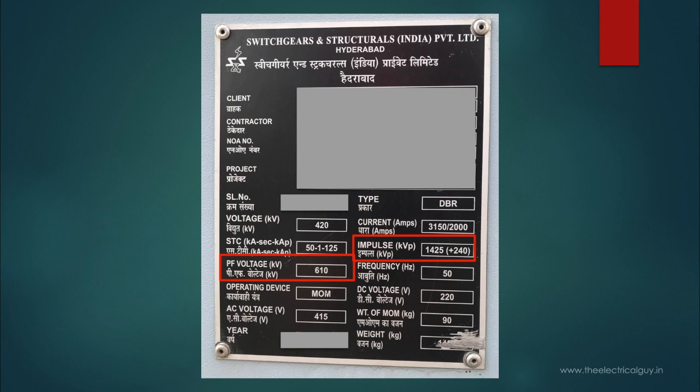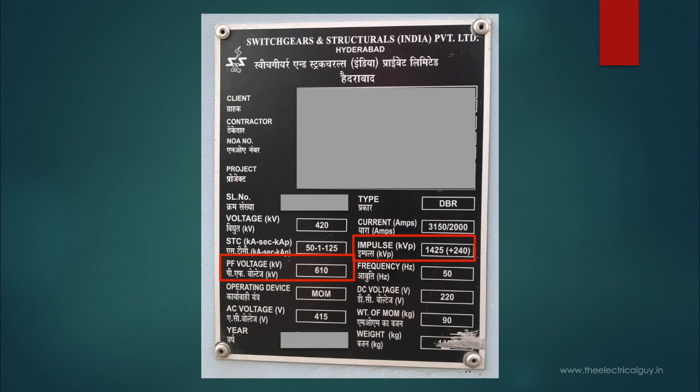But if you see carefully, in the impulse section it is mentioned as 1425 in bracket plus 240. Now we will see what this is. So 1425 is the impulse voltage which is applied to earth. And if you add 1425 plus 240, you will get a value of 1665 kilovolt peak. This is the value which is applied across the isolating distance. So from one side they will give one shot of 1425 kV peak, and from another side they will give one shot of 240 kV peak.